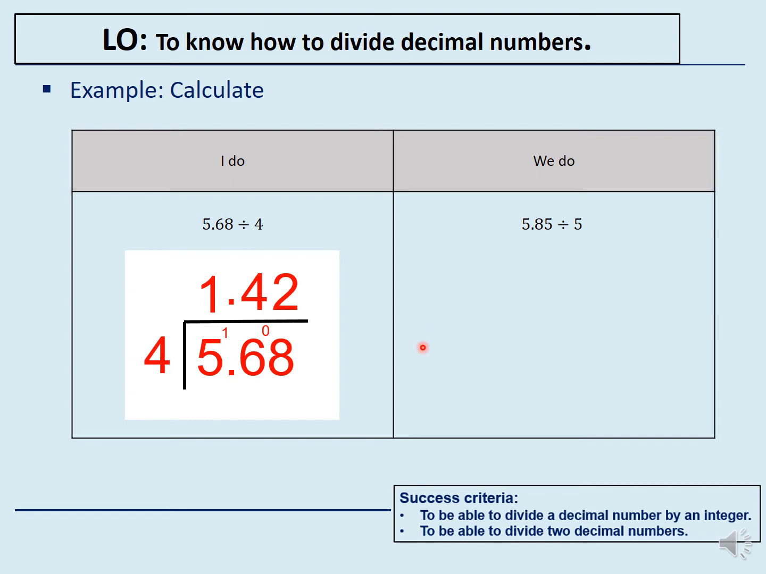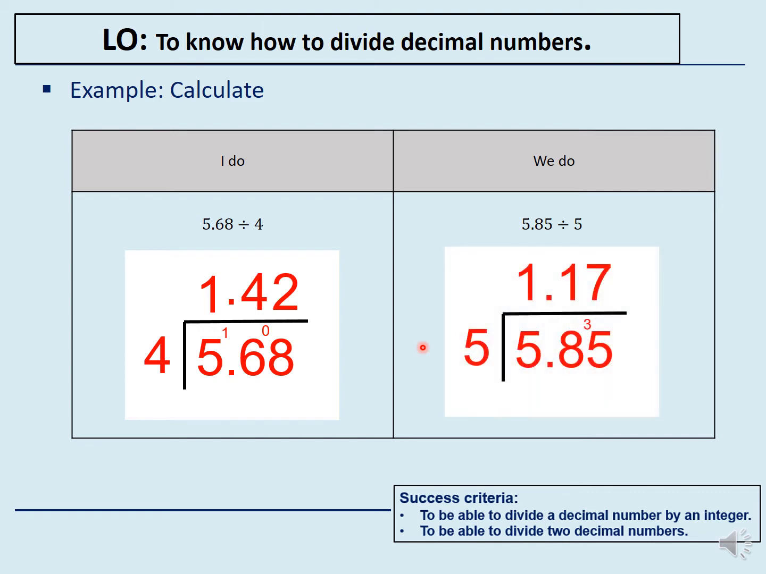Okay, now let's go through the answers together. Again, 5.85 divided by 5. So how many times 5 goes into 5? Once, no remainder. We got to the decimal point, we put the decimal point there. How many times 5 goes into 8? Once, 3 left over, 3 remainder. How many times 5 goes into 35? 7 times, no remainder. So that means the calculation is finished and your last answer is 1.17. Well done if you managed to do it right.